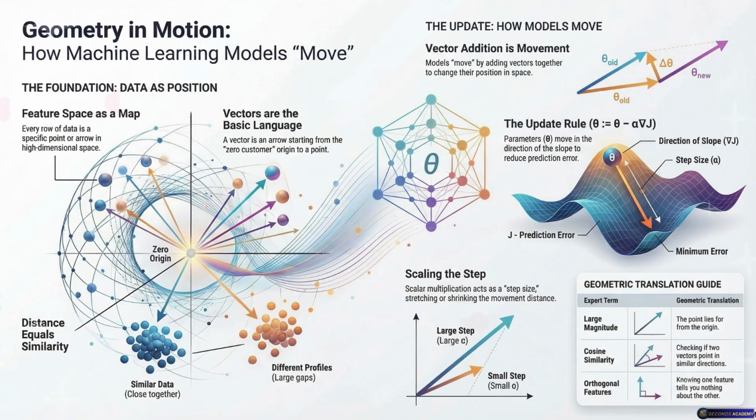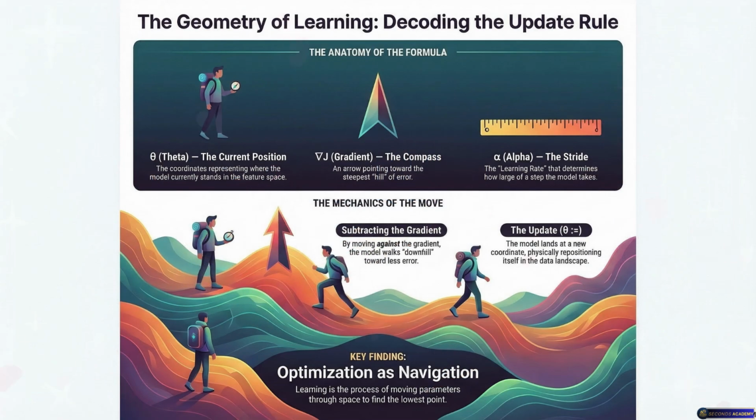It is written as theta becomes theta minus alpha times the gradient of J. Let me repeat that clearly. Theta equals theta minus alpha times the gradient of J. To a programmer accustomed to reading Python loops, that equation looks completely opaque. But we are going to translate those symbols away from calculus and directly into the pure geometric motion we just defined. Let's execute the translation.